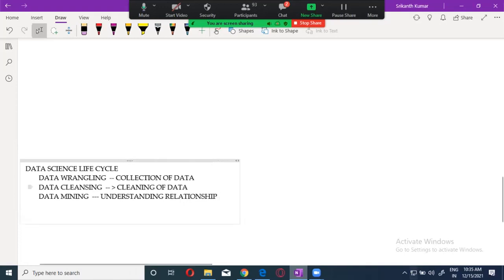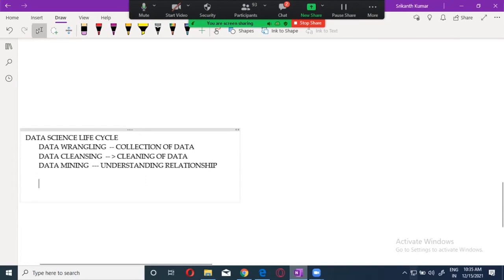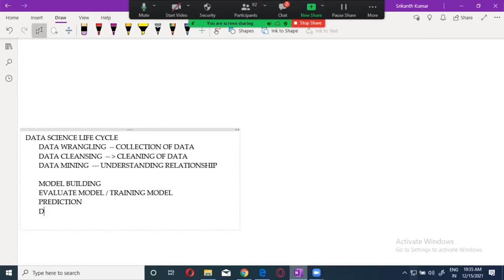Now, this is the first part, guys. The second part comes, called model building. Model building. Then model evaluation, or evaluate model. This is nothing but training of the model, guys. Training. And then we are going to do the prediction. And then we are going to do the deployment.